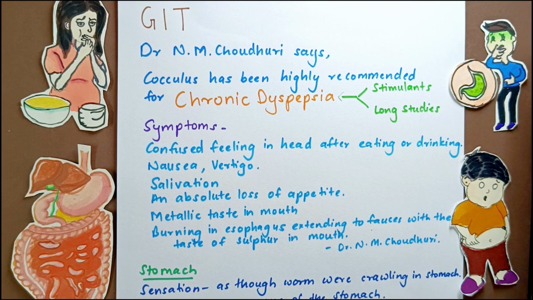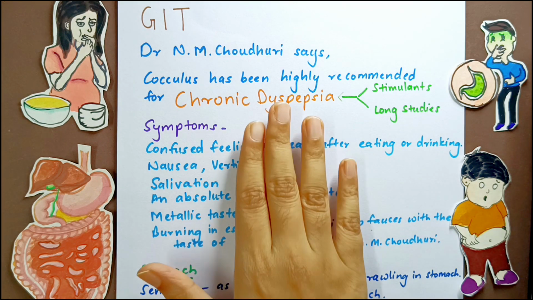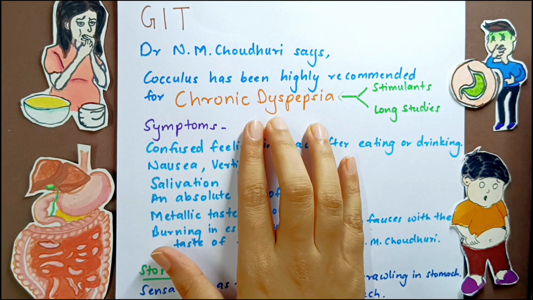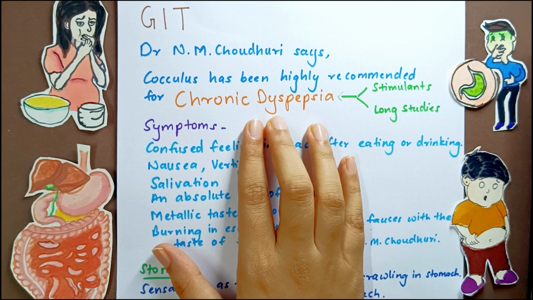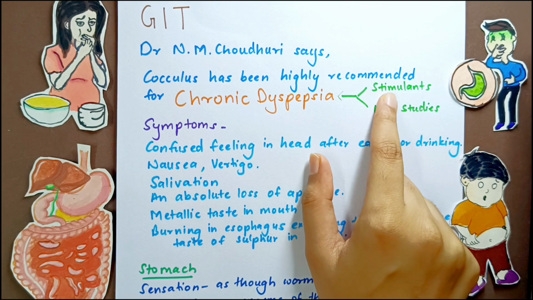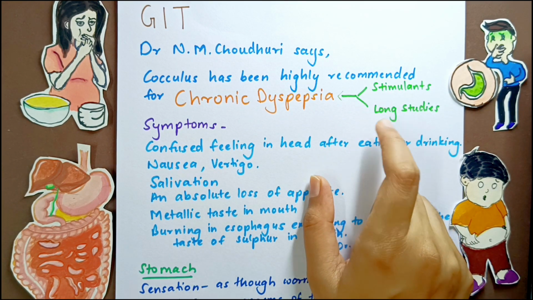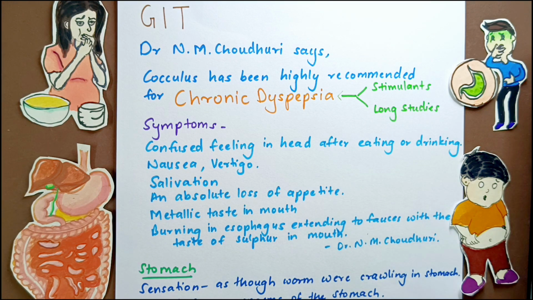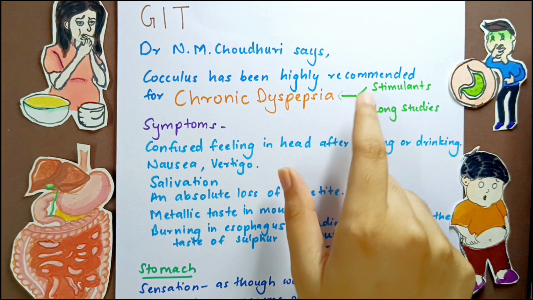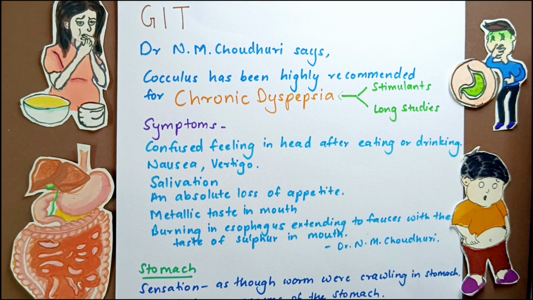So Dr. N.M. Choudhuri says that Cocculus has been highly recommended for chronic dyspepsia. So acidity, which is chronic dyspepsia. And what are the causes? Stimulants, so having a lot of stimulants, or long study. So a lot of mental exertion. You've been studying for a long time, for days, for weeks, for months, and you've been taking a lot of stimulants. That will give rise to chronic dyspepsia in this patient.